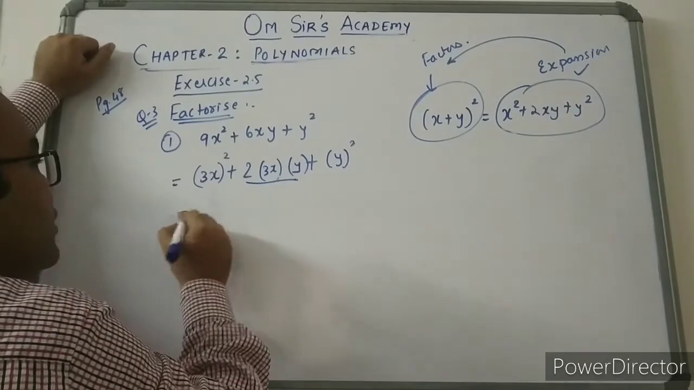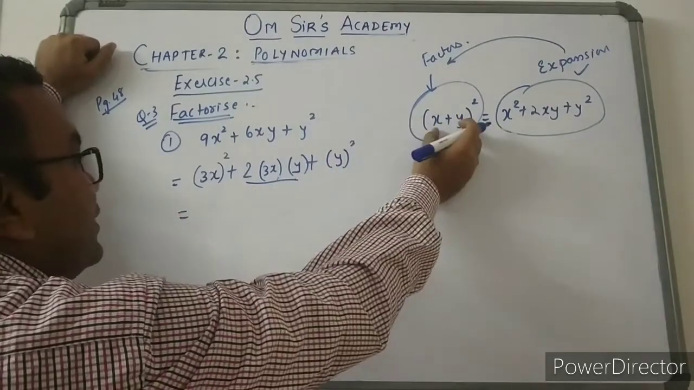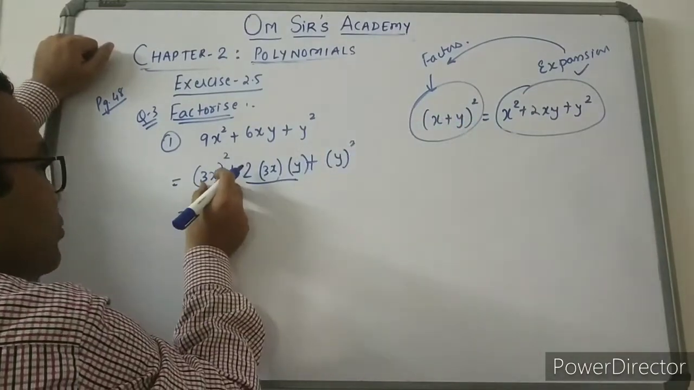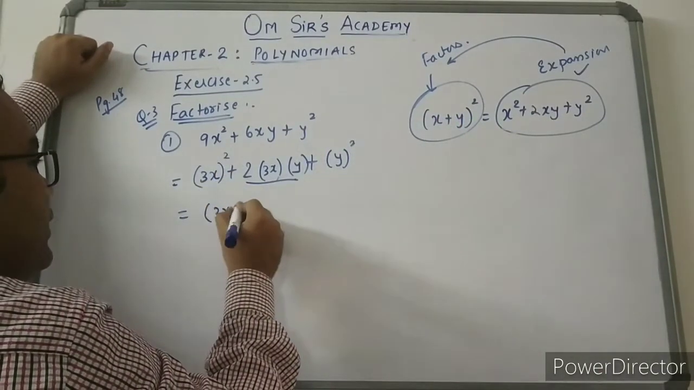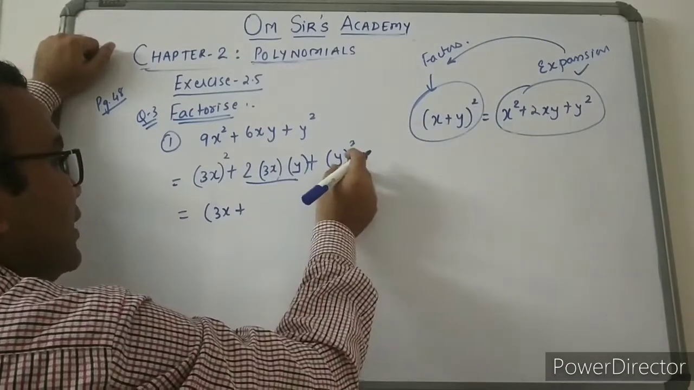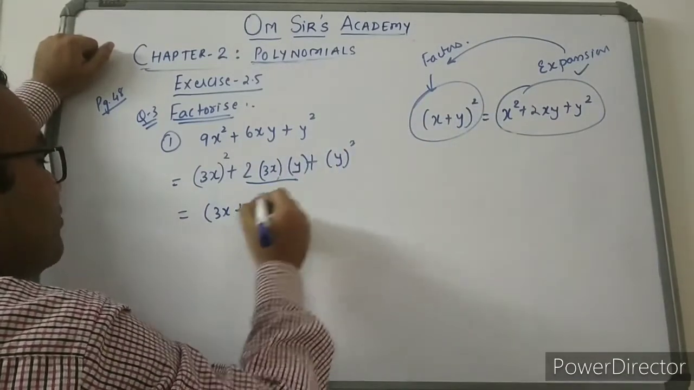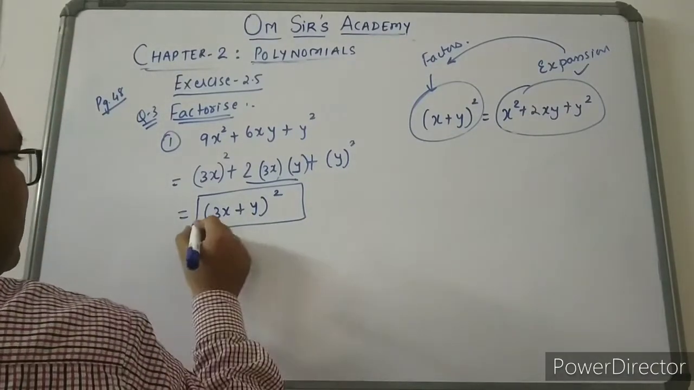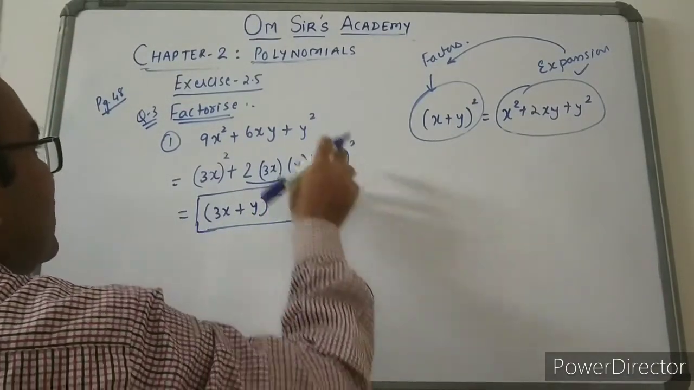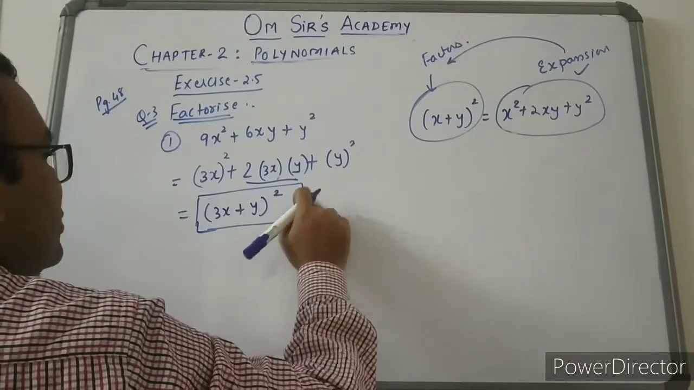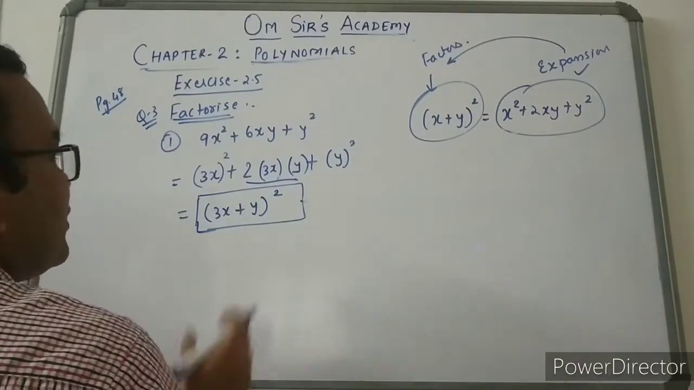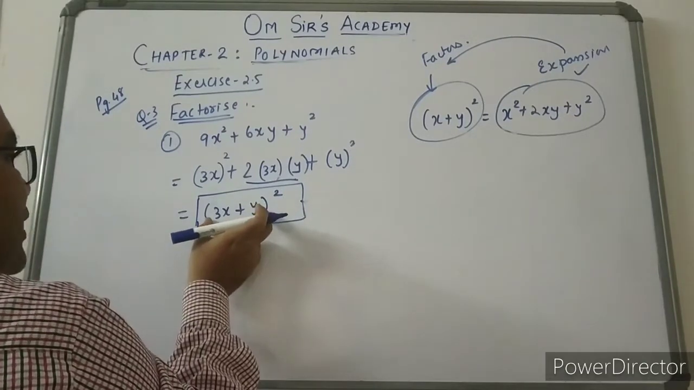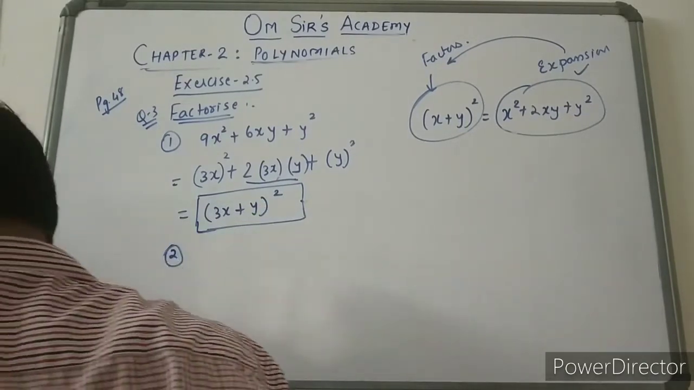So clearly we understand that this is the expansion form of this, but instead of x, what is over here? 3x. Instead of y, there is y over here, so (3x plus y) the whole square will be the answer of this expansion. So this was expansion, and we have found out the factors. The factors of this expansion will be (3x plus y) into (3x plus y), that is (3x plus y) the whole square.